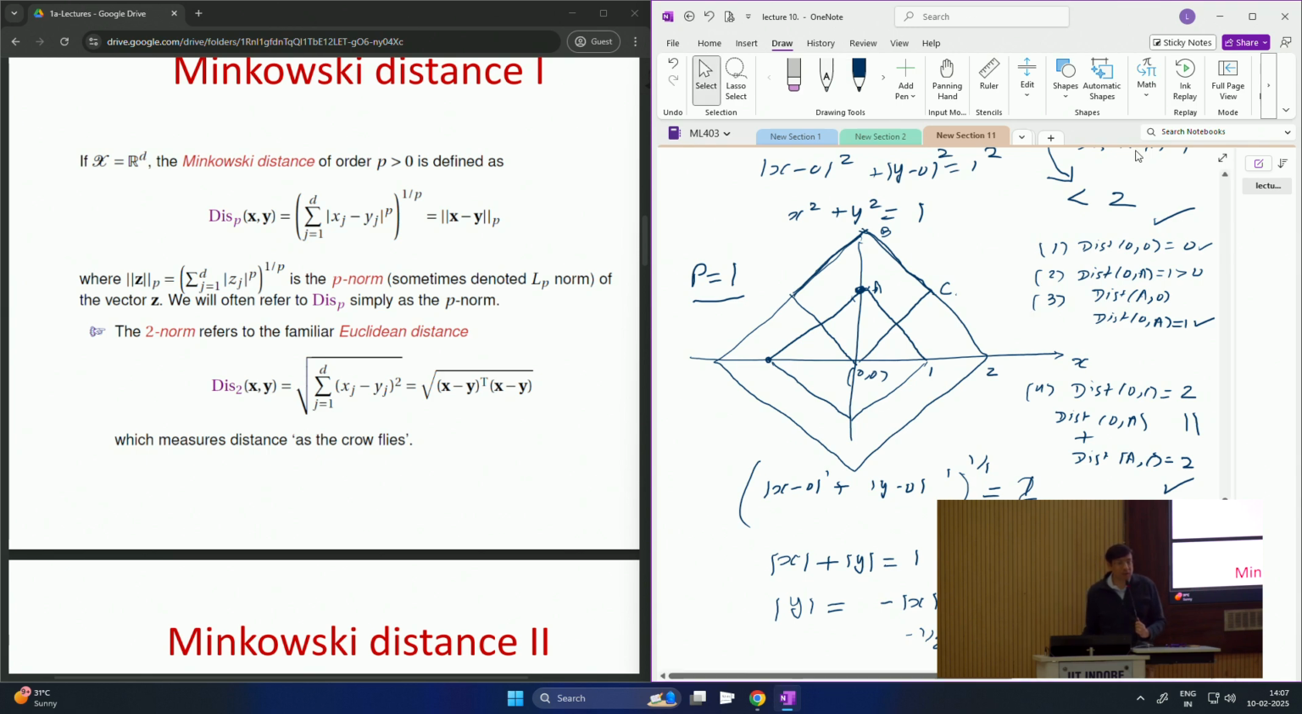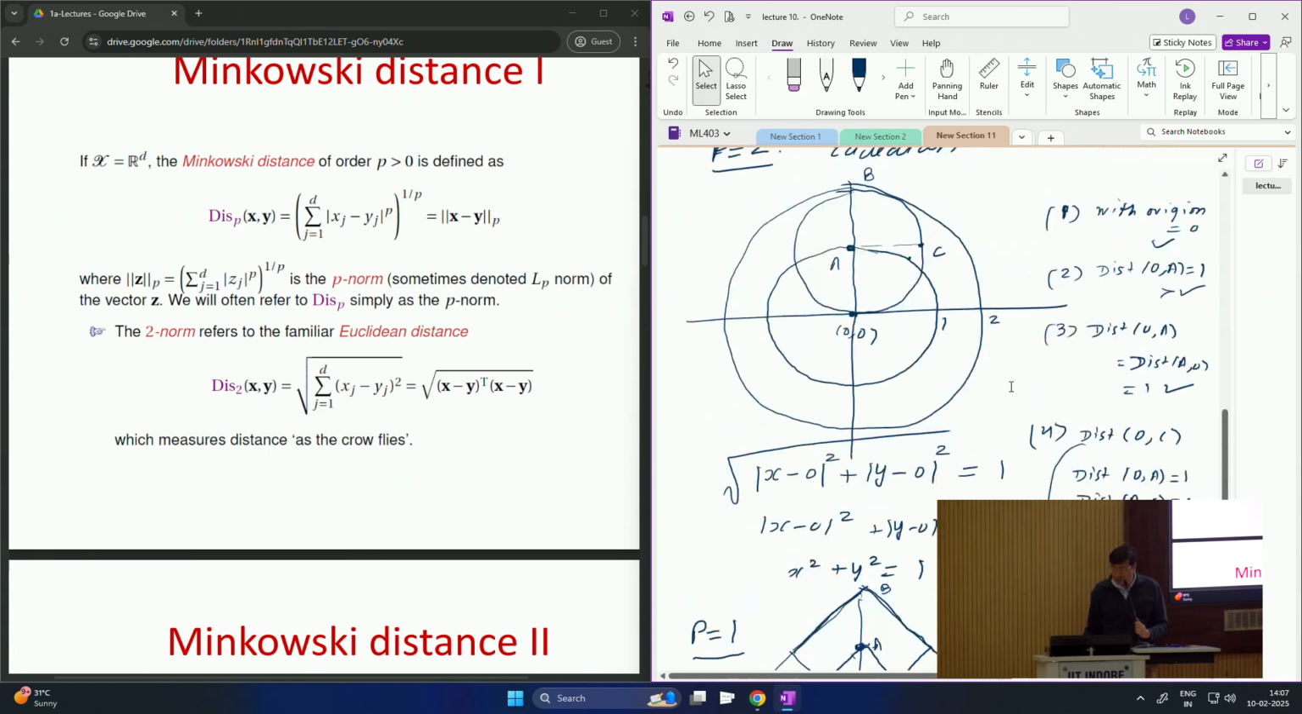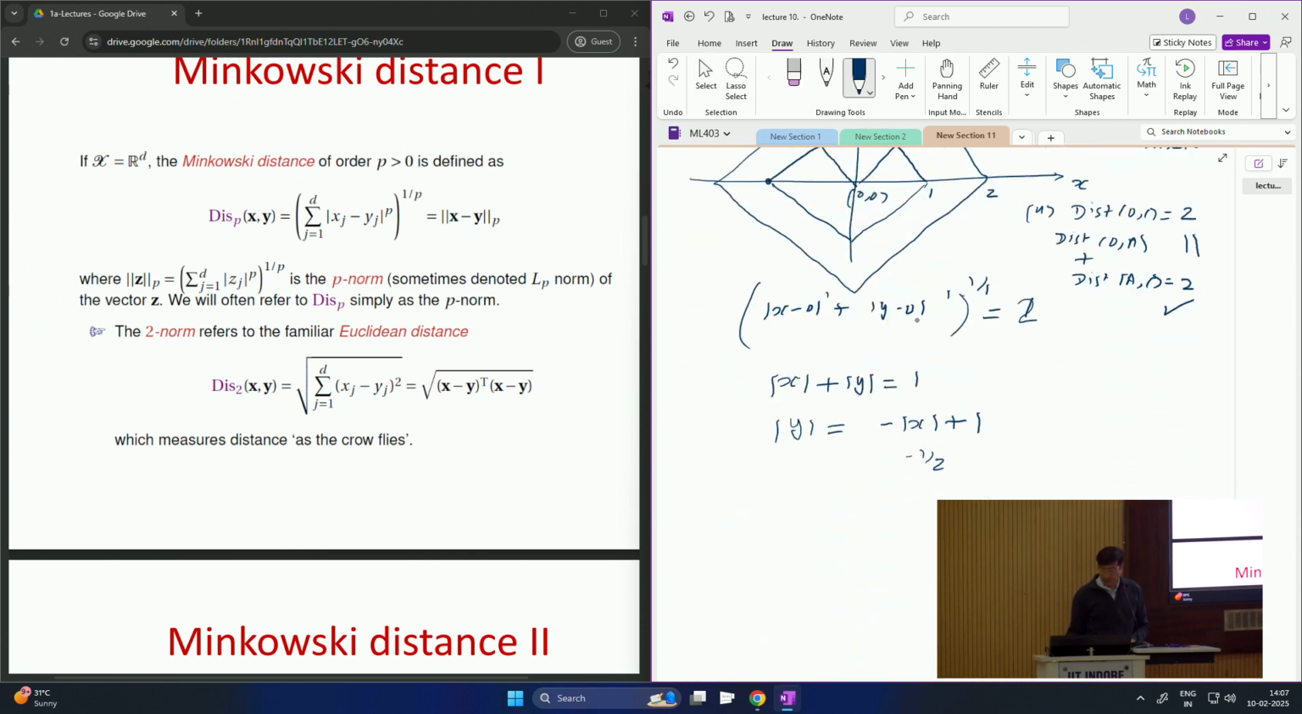This is not Euclidean. If it was Euclidean, then you would be able to do this square root distance which you are so used to: this minus this square plus this minus this square, root is equal to 2. That definition doesn't work here. Here the definition that would work is this definition.